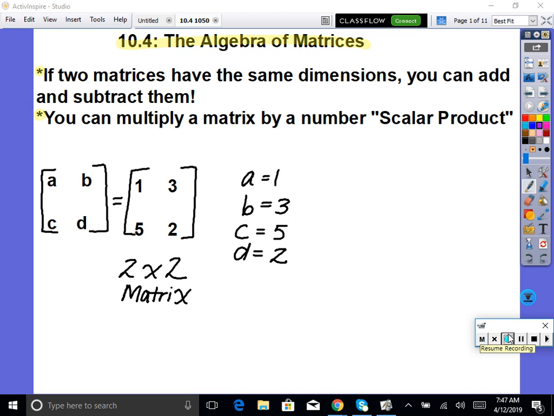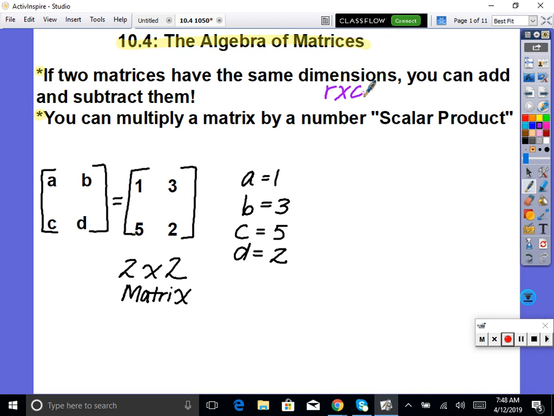Pepper there. Alright, so this is 10.4, more with matrices, but a lot more straightforward stuff today. If two matrices have the same dimensions, and remember dimensions are listed row by column, you can add and subtract them, and it is literally just how you think you would do it. You take an element, subtract it from the same element in the other matrix, and take the element, add it to the other element in the same spot in the other matrix.